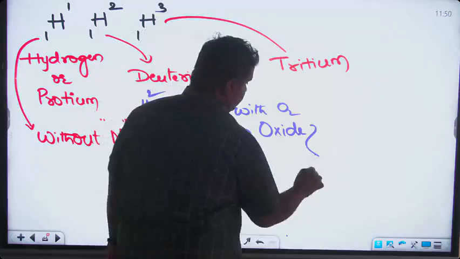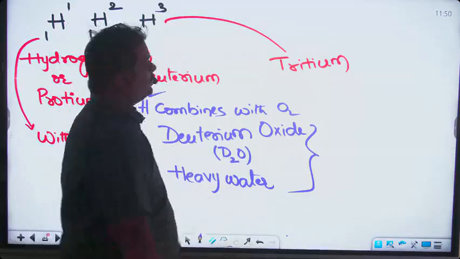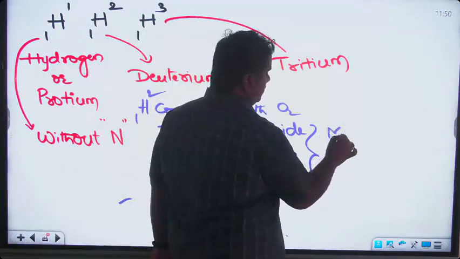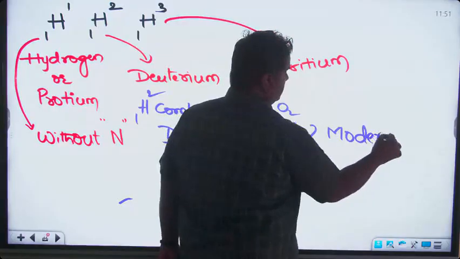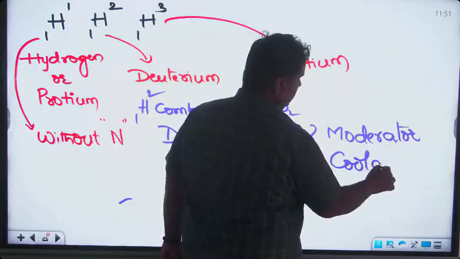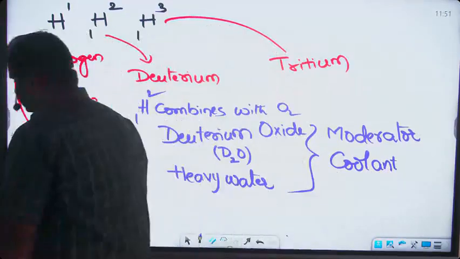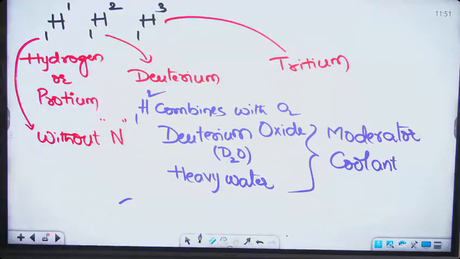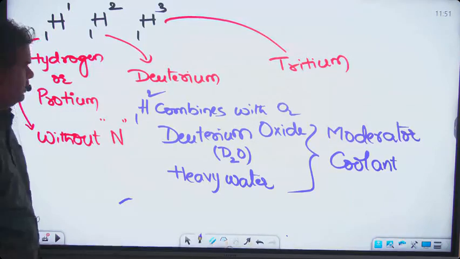Where do we use deuterium oxide? Previous question. Deuterium oxide is used in nuclear reactors as moderator and coolant. Moderator and coolant, we'll discuss that again. It is used as a moderator and coolant in nuclear reactors.